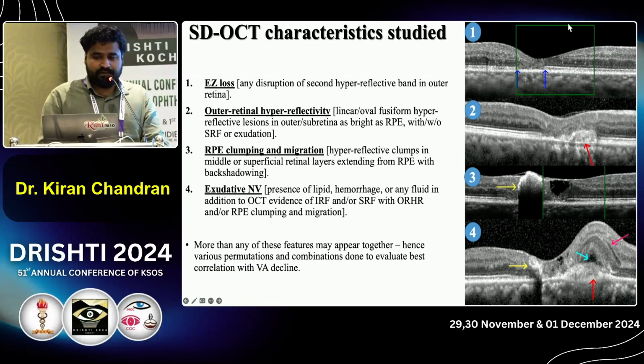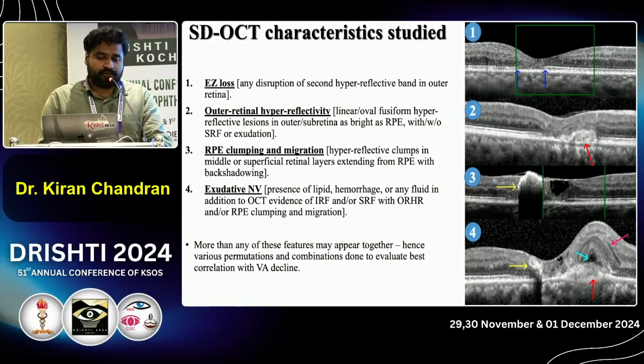The first one was EZ loss. As you can see in this figure, it was the disruption of the second hyperreflective band involving the outer retina. Then outer retinal hyperreflectivity, which was linear or oval fusiform hyperreflective lesions in the outer retina or subretina, as bright as the retinal pigment epithelium. Then RPE clumping and migration, which were hyperreflective clumps in the middle or superficial retinal layers extending from the RPE with backscattering.